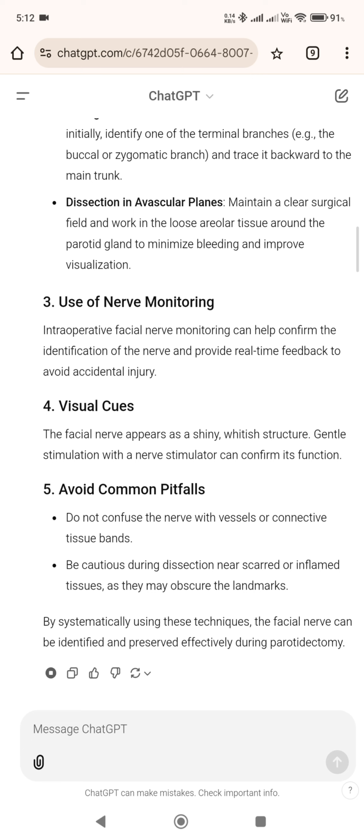4. Visual cues. The facial nerve appears as a shiny, whitish structure. Gentle stimulation with a nerve stimulator can confirm its function.